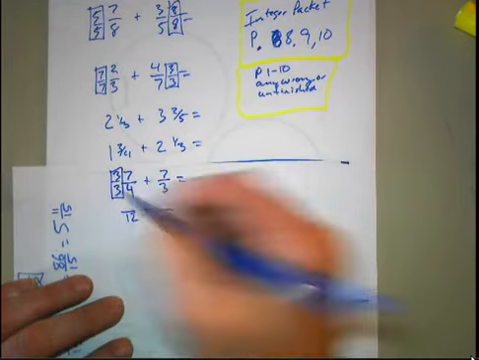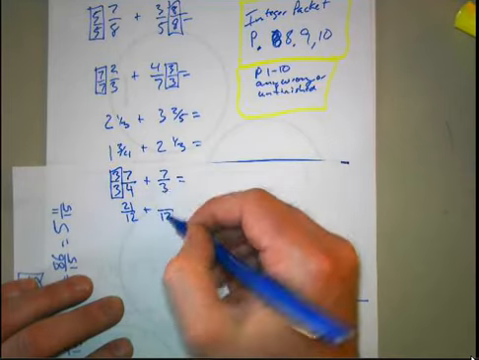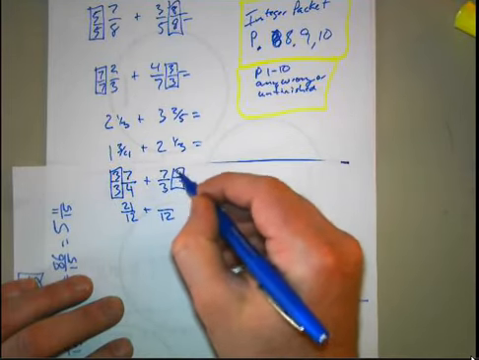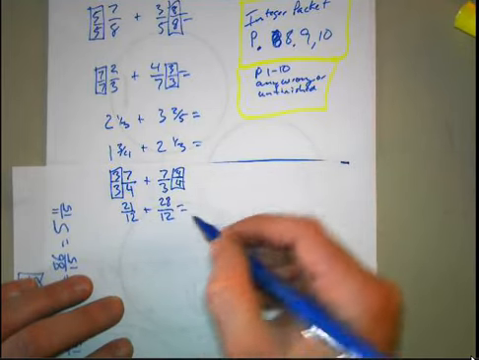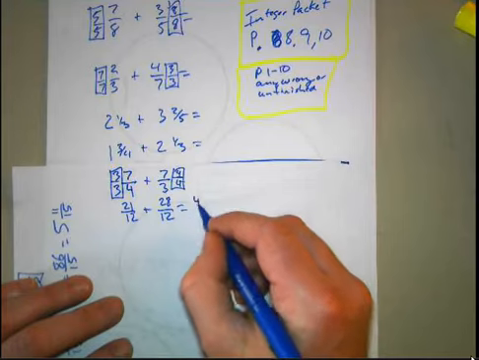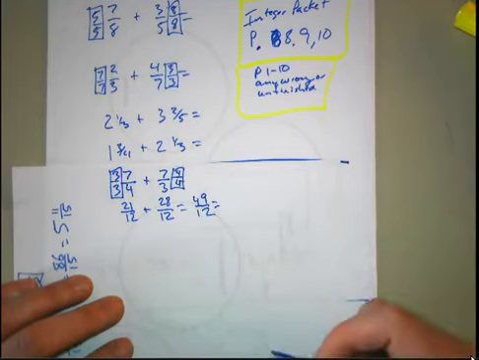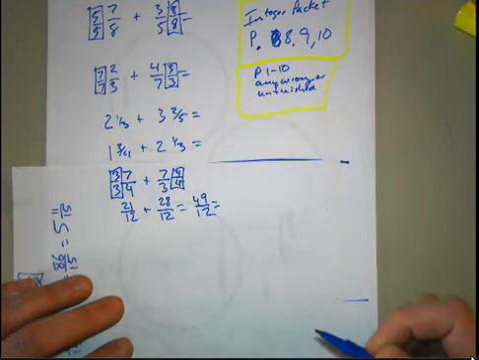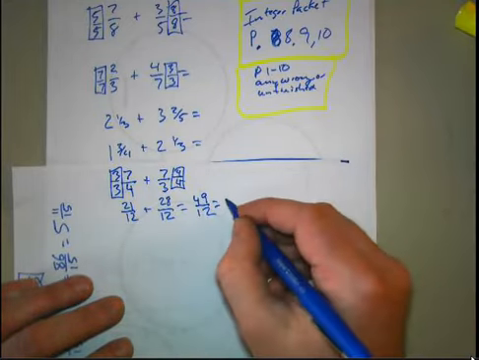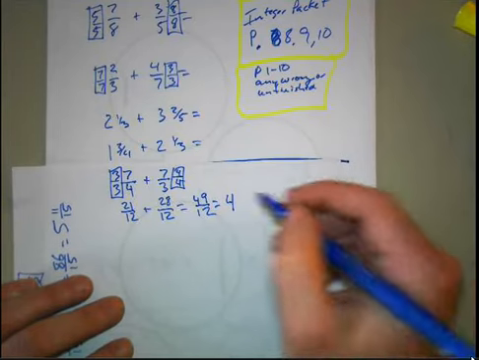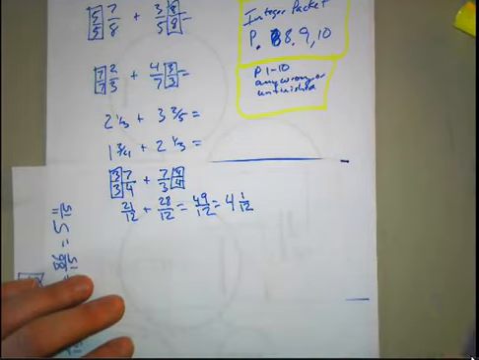4 goes into 12 3 times. My giant one is 3 over 3. 3 times 7 is 21. 3 goes into 12 4 times. My giant one is 4 over 4. 7 times 4 is 28. 21 plus 28 is 49 twelfths. How many groups of 12 go into 49? 12, 24, 36, 48. How many was that? 4. And how many are left over? 1/12.